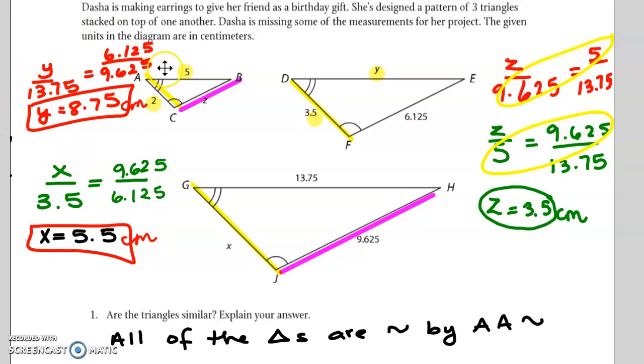So here is my setup for how I found side length y, but I just want to mention, someone else might have done y over 5 is equal to 3.5 over 2, and you would get the same answer of 8 7/75 of a centimeter. Take a look at how I solved for x. And again, I did two different setups for how to go about finding side length z, and both setups will give me the same answer of 3.5 centimeters.